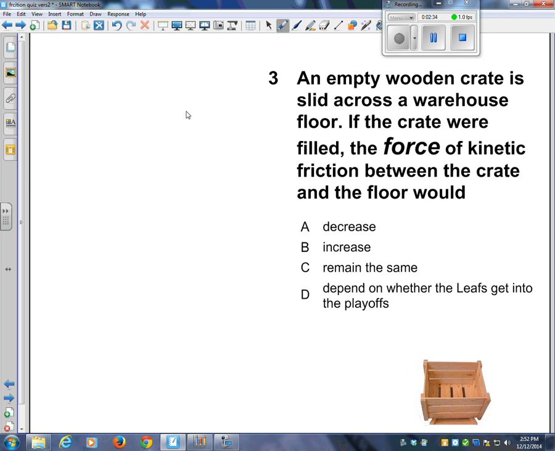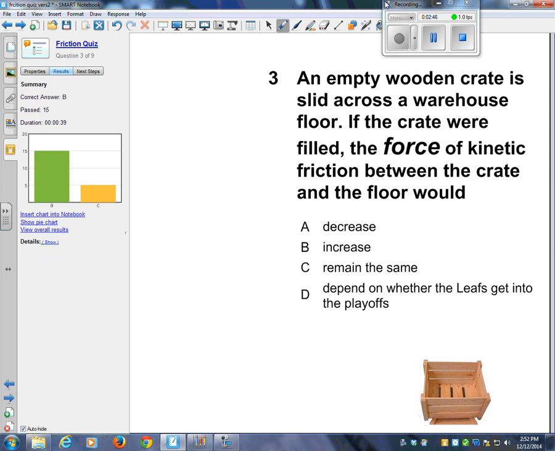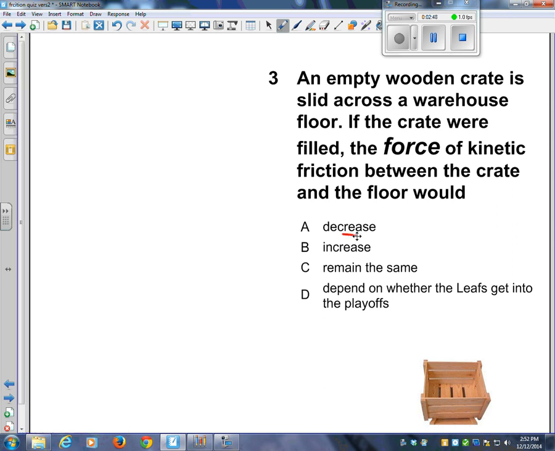Number 3. An empty wooden crate is slid across the warehouse floor. If the crate were filled, the force of kinetic friction between the crate and the floor. Well, now we know the correct answer is, what would happen to the force of friction? That would increase. The force increases because the coefficient stays the same. This is where it all goes. Well, let's try to flatten that out.